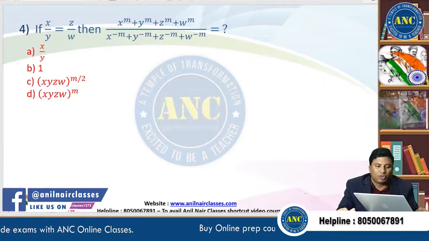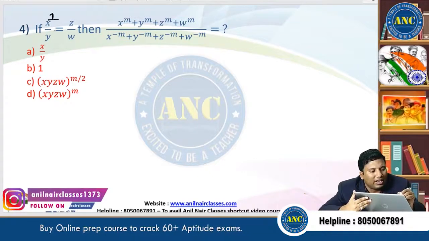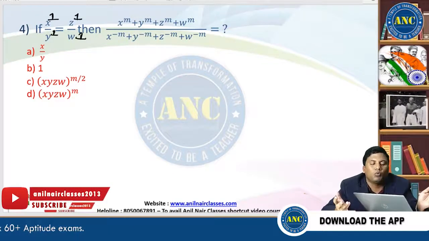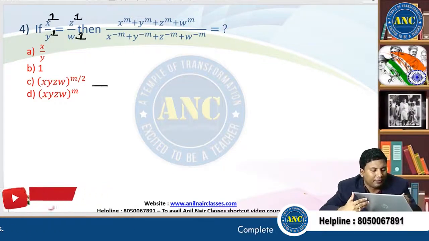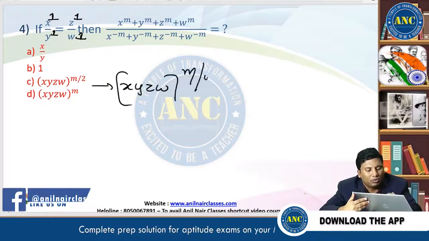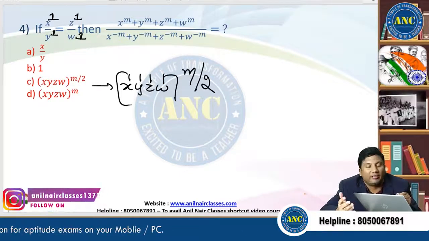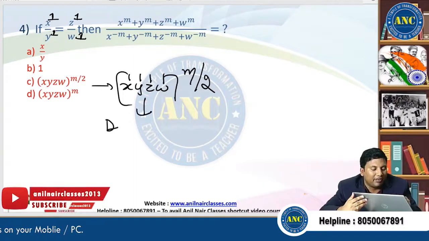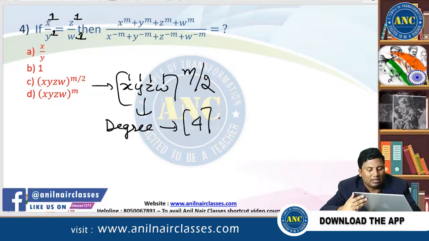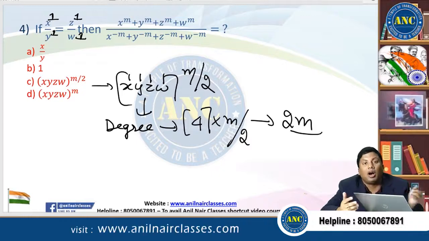I hope it is clear. Fourth one. Now it is a very easy question. What is the degree of x? 1. What is the degree of y? 1. What is the degree of z? 1. What is the degree of w? 1. So degree of this x, y, z, w power m by 2, these are nothing but 1, 1, 1, 1. So all are different variables. If all are different variables, what is the degree of this function? It is 4 into m by 2. So what is the degree of this function? 2m. Are you all with me?